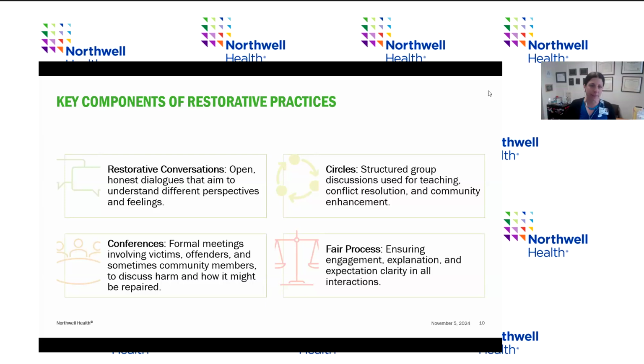And then conferences, for when a conflict did occur and we have something, again, at that higher level, when we're at the reactive space, and having formal meetings that involve victims, offenders, sometimes community members, where we're trying to understand, discuss the harm and begin to understand how we might go about repairing it. And fair process, again, going back to the inclusivity, ensuring engagement, explanation, and clarity in all interactions.